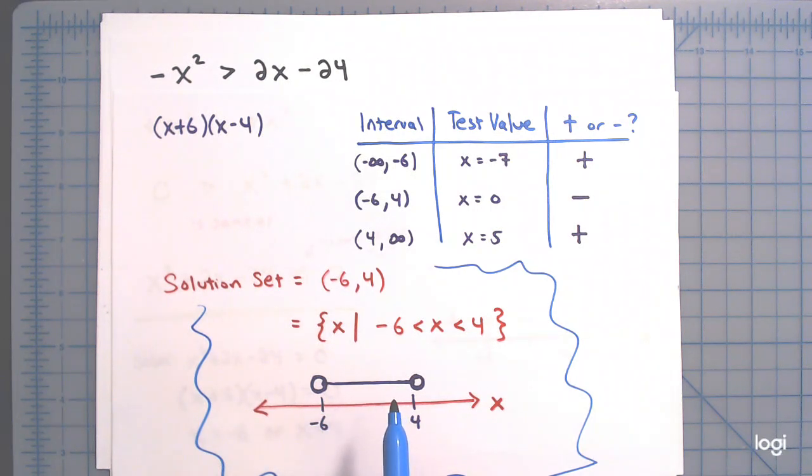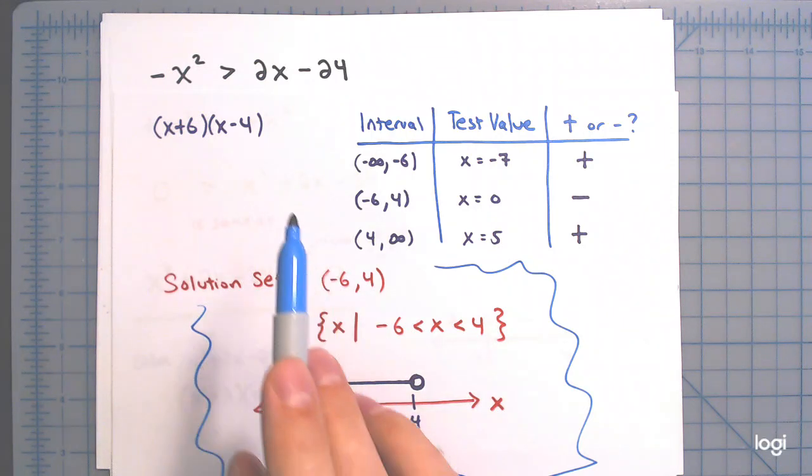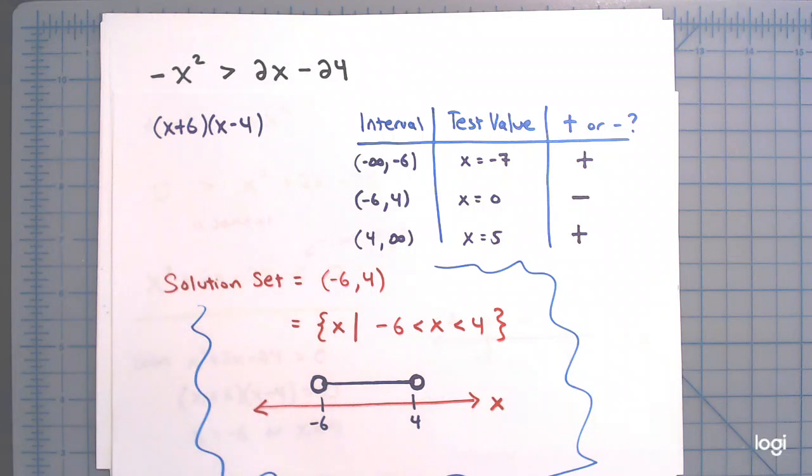Plug in pi, plug in the square root of 2, plug in negative a half. Anything between negative 6 and 4 should make that a true statement. You can do that till you're blue in the face and it'll still work. All right, great. So that was another example where I went through solving a quadratic inequality with the algebraic method. Now I have one final example where I'll solve it with the graphical method.